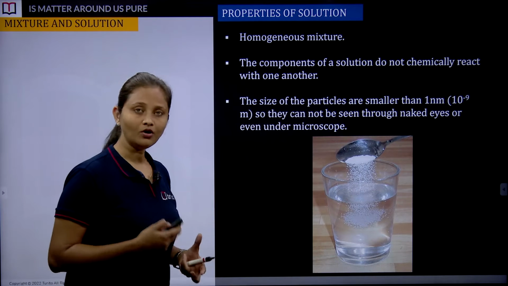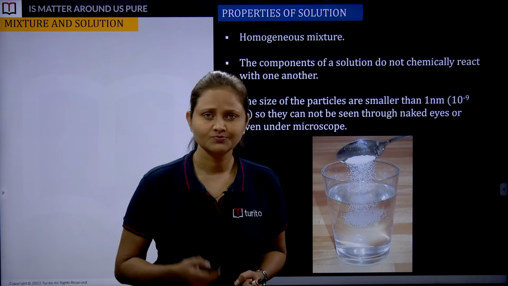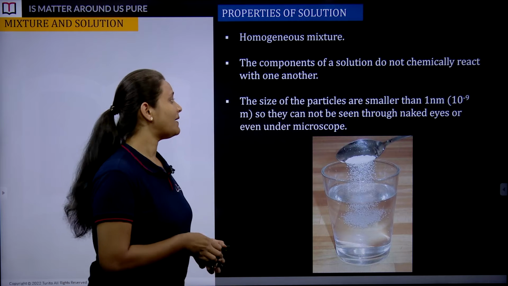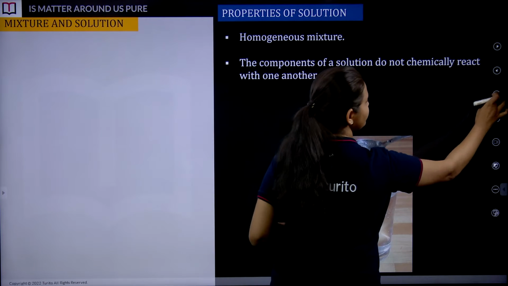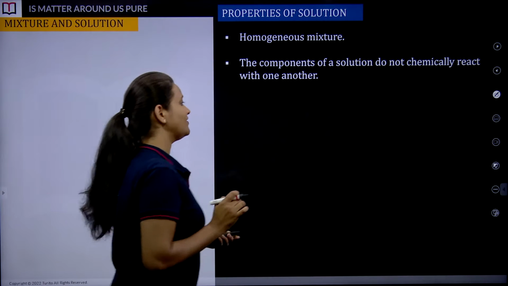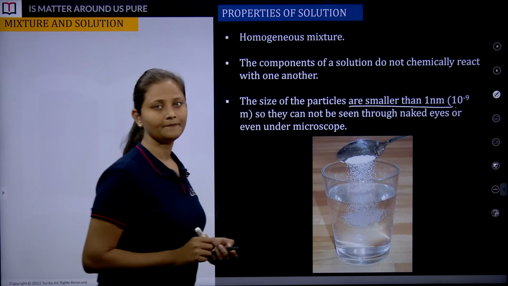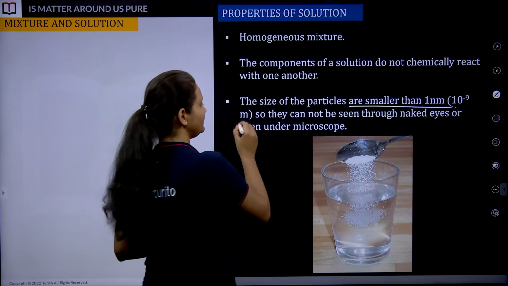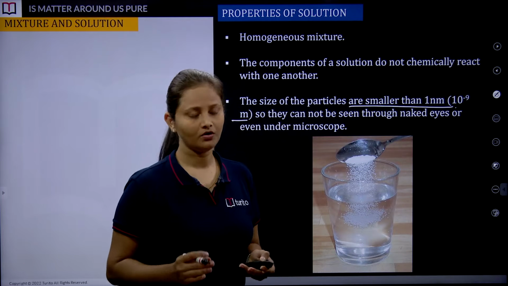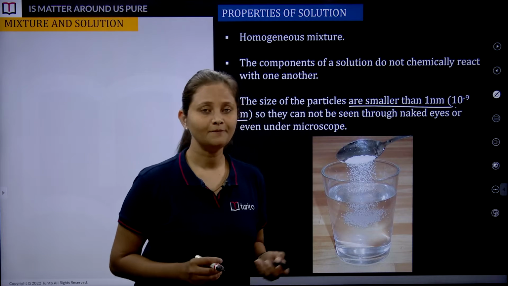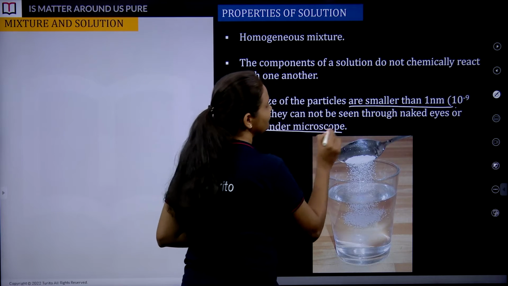Of course, it is not possible for us to observe the particles through our naked eyes, because the size of the particles is very small. So how small is it? The size of the particle is smaller than 1 nanometer. Okay, so 1 nanometer is nothing but 10 raised to minus 9 meter. So they are very tiny, and that's why when they dissolve in water, we don't see them through our naked eyes. Also, it is not possible to observe them under a microscope.